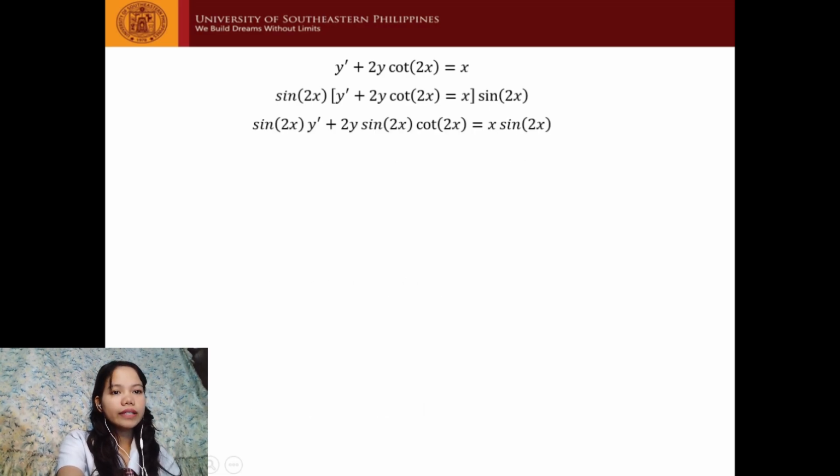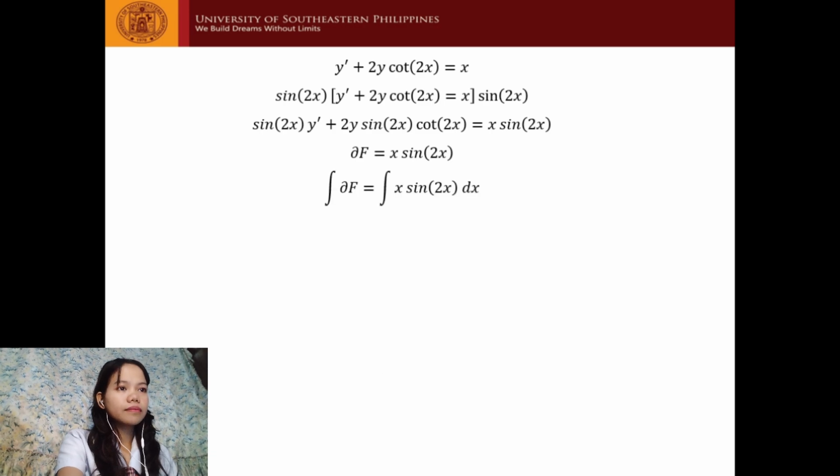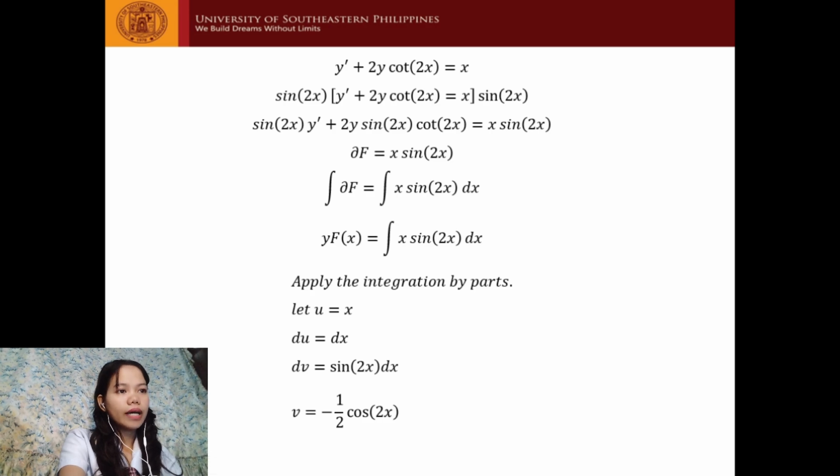The next thing we have right now is sine of 2x multiplied to y prime plus 2y multiplied to sine of 2x times the cotangent of 2x equals x sine 2x. So the derivative of y times sine 2x is equal to x sine 2x. To get the f of x, we apply the integration for both sides. So y times sine 2x equals the integral of x sine 2x. For this one, we are going to apply integration by parts.